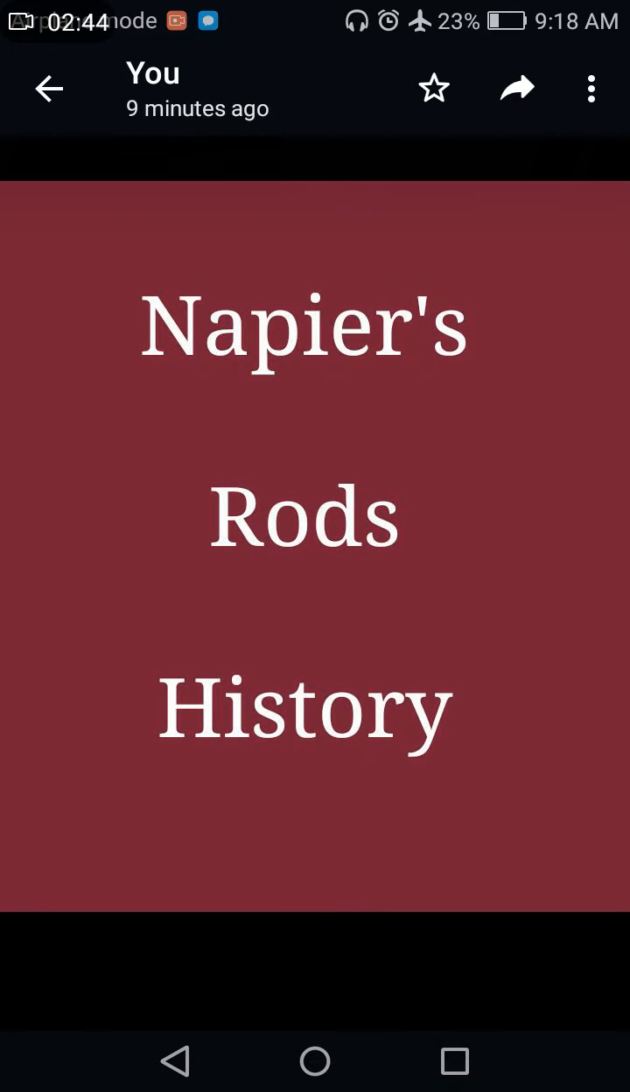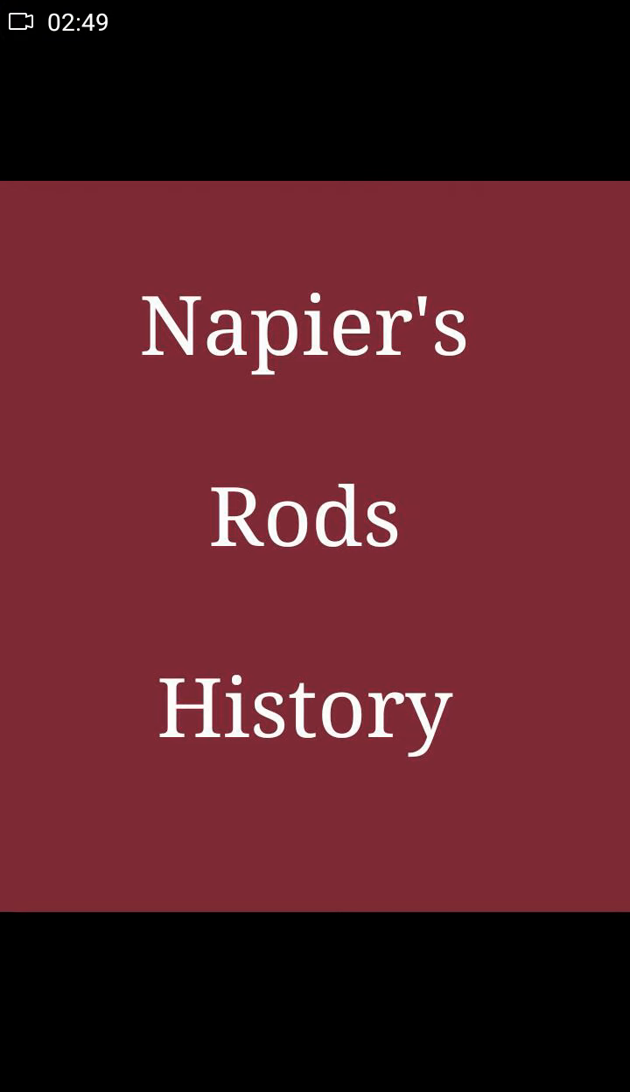Now we are moving on to the next topic, which is Napier's bones rods. In the 1670s, John Napier, a Scottish mathematician, invented a manual calculation device called Napier's rods or Napier's bones. Napier's rods consisted of about 22 rods and each rod contains digits from 1 to 9. This device was specially used for multiplication.